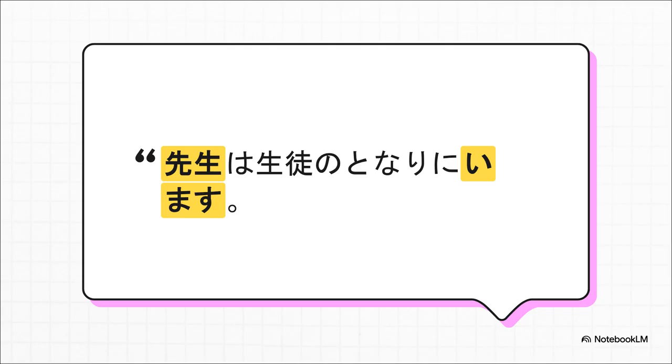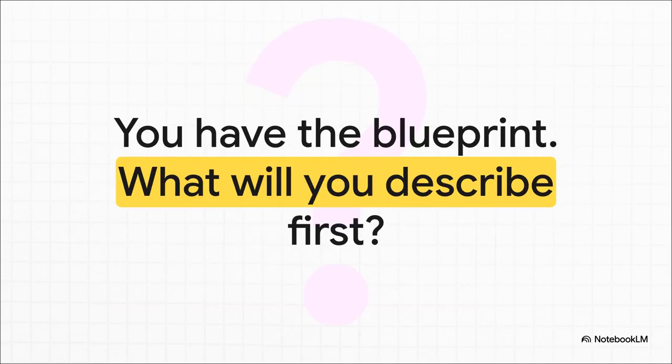You've totally got this. And that's really it. You have the formula, you have the words, and you have that all-important verb rule. You now have the complete blueprint for describing where anything is in Japanese. So just look around you right now. What's the first thing you're going to describe?